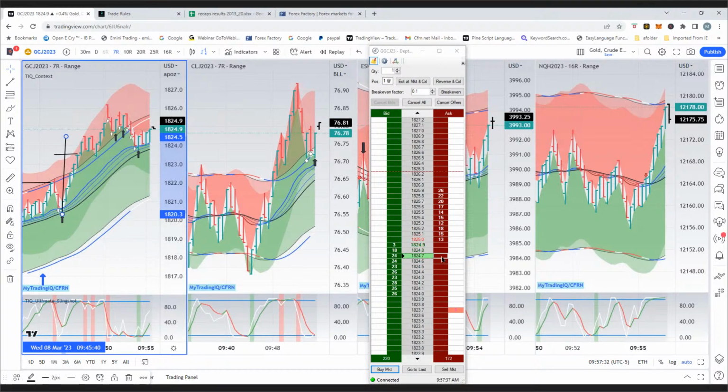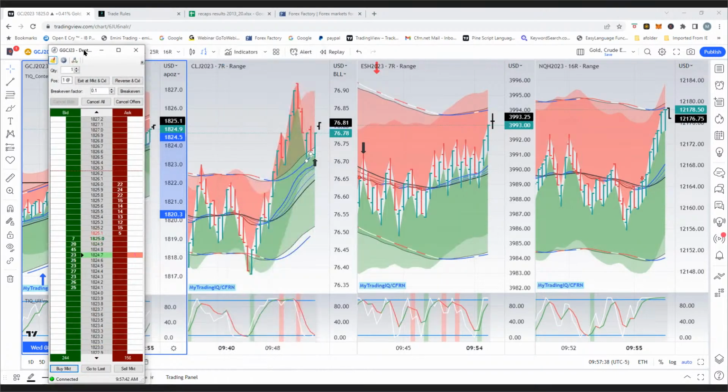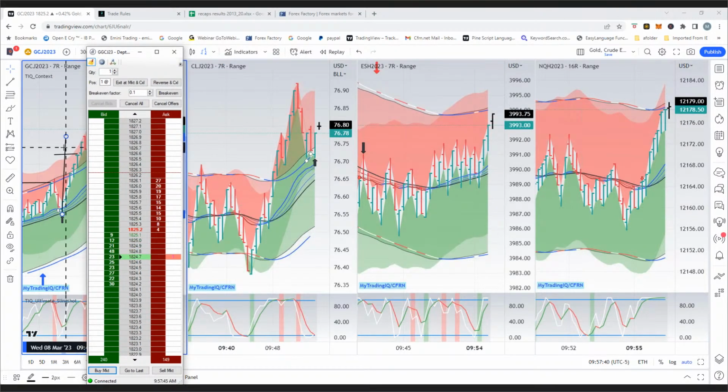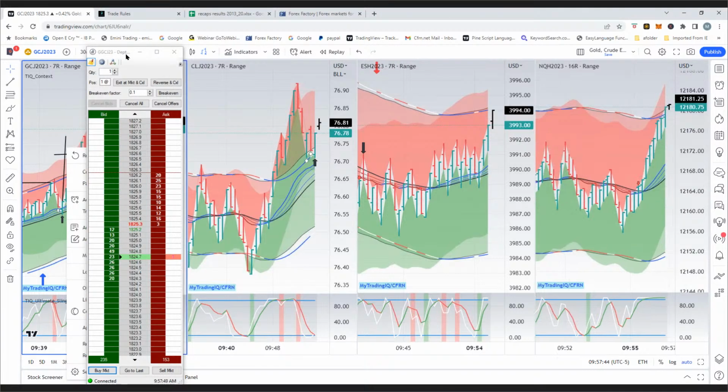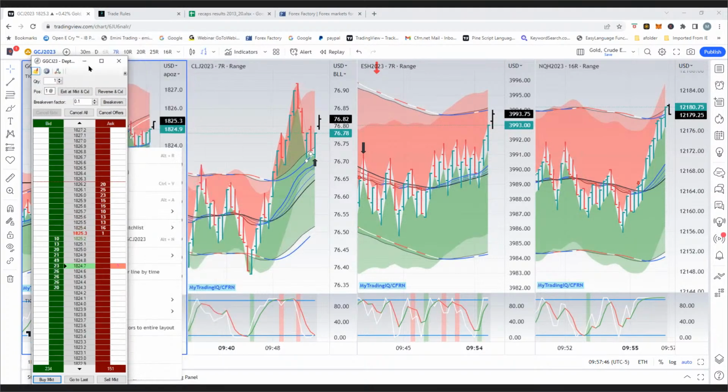Now it's got to go 4 ticks into profit to bump the stop to break even. I think it already hit the 4th tick there. Now it did. Okay, so the stop is at break even, so I'm not going to worry about losing any money on this trade. It's just a matter of how much I make now.